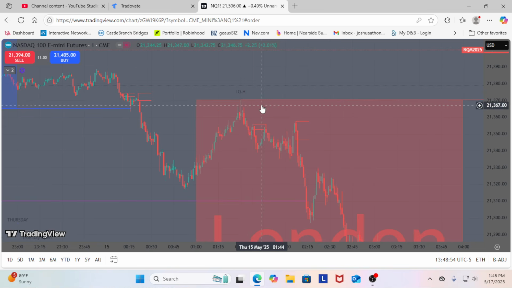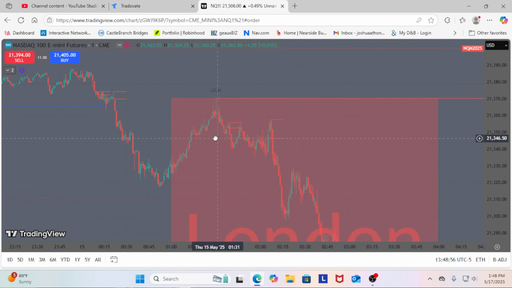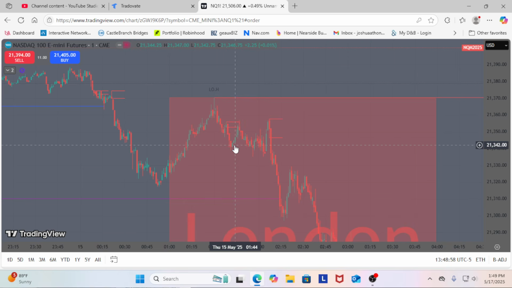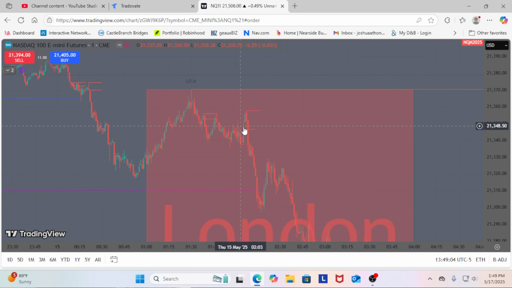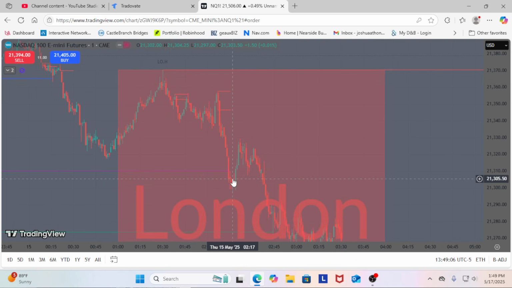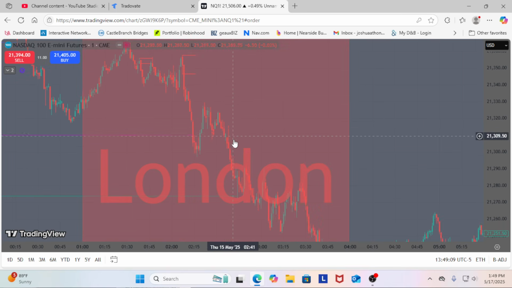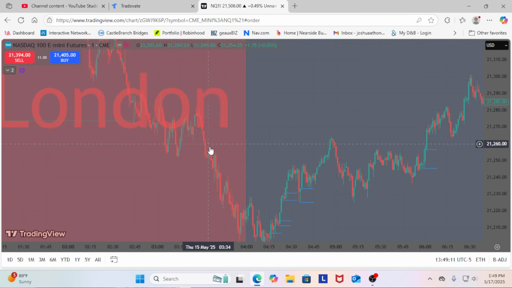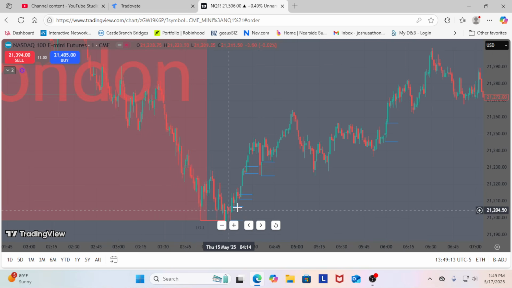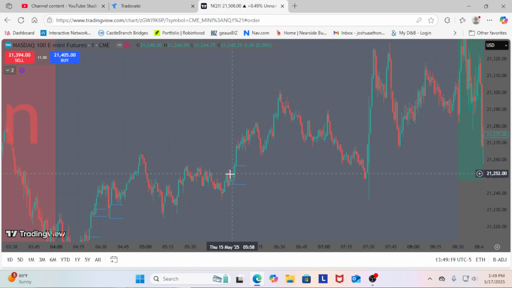London has already opened, comes back down. We have a supply print, comes down, retests supply, comes down, retests the same supply, but then prints another supply, and then it falls. London keeps falling. London ends. We get a couple demand zones printed. We could take a nice long position here.